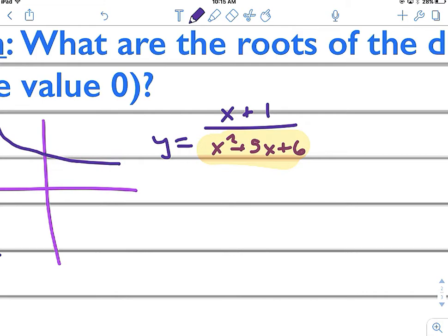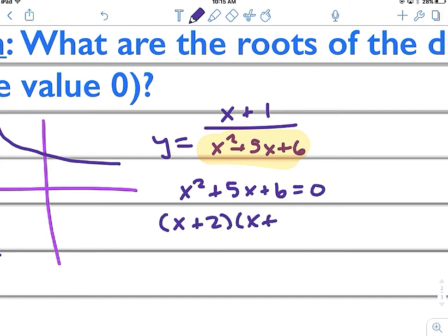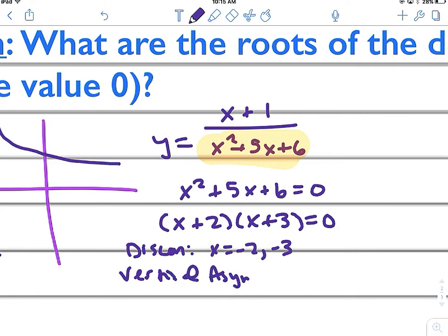Now that's a quadratic, so I'm pretty sure I can factor that. If not, I could do completing the square, maybe the quadratic formula, to find the roots. But here, this should factor into x plus 2, x plus 3, which means my discontinuities are at x equals negative 2 and negative 3. And in this particular case, they turn out to be vertical asymptotes at x equals negative 2, x equals negative 3.